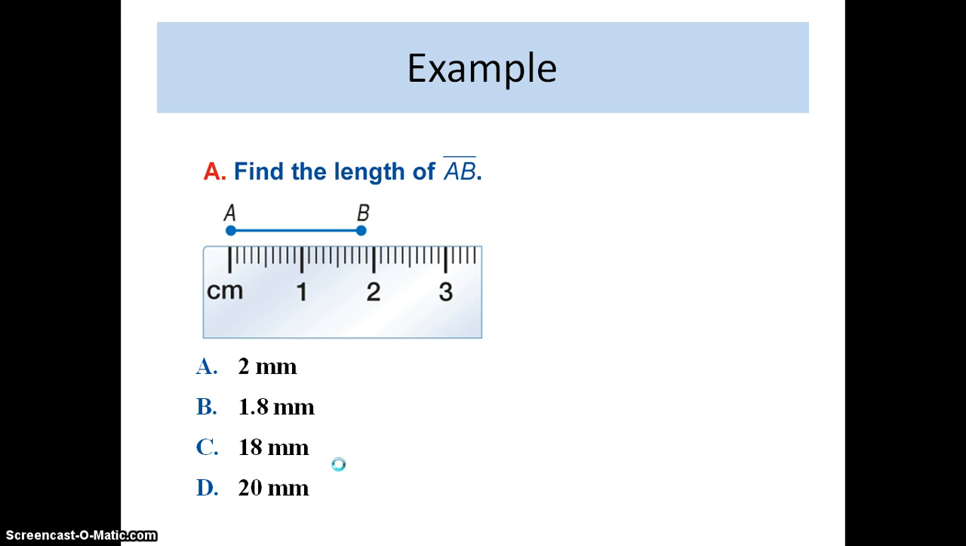Alright, so we're looking at centimeters for this one. What is the length of AB? Well, we're past the 1 mark, and then it's 1, 2, 3, 4, 5, 6, 7, 8. So this is 18 millimeters. I can't put 1.8 centimeters because that's not a choice here. This says millimeters. So each of these little lines is a millimeter. So here's 10 millimeters, then you have 8 more.